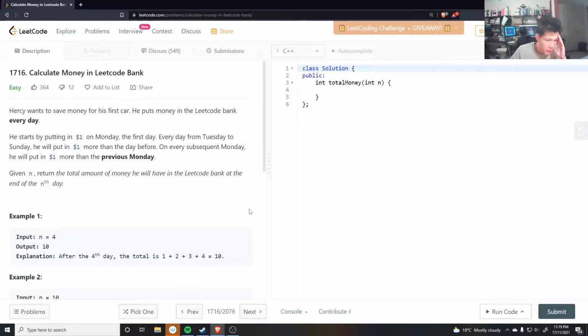Calculate money in Leetcode bank. Harrison wants to save money for his first car. He puts money in the Leetcode bank every day. He starts by putting $1 on Monday. Every day from Tuesday to Sunday, he will put $1 more than the day before.